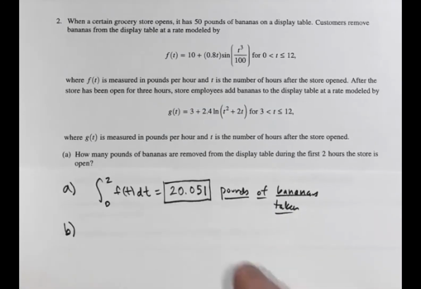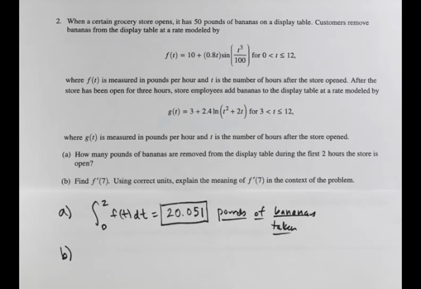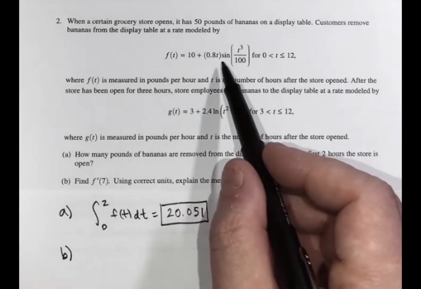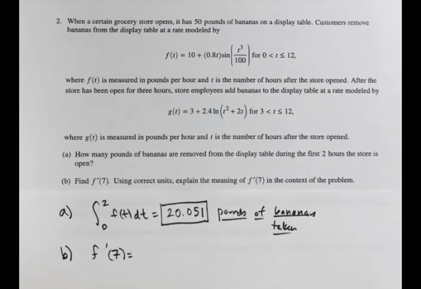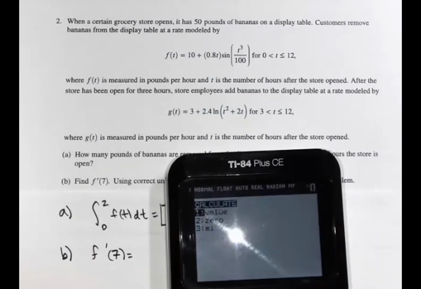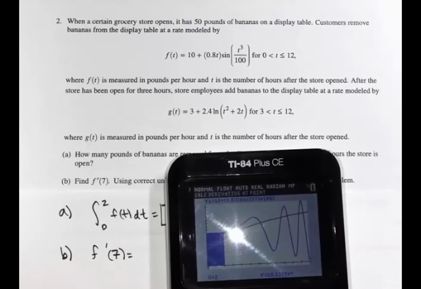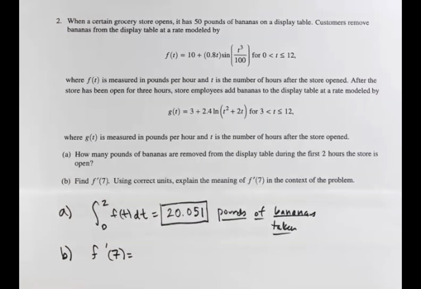Okay, what's part B asking for? B wants us to find f prime of 7 and explain using the correct units what that means. So we have the f function up here. We need the derivative evaluated at 7. So again, I'll take the calculator, and this time we'll calculate the derivative of the first function, the blue function again, at 7. And the value I'm getting is negative 8.1195, so that'd be negative 8.120.